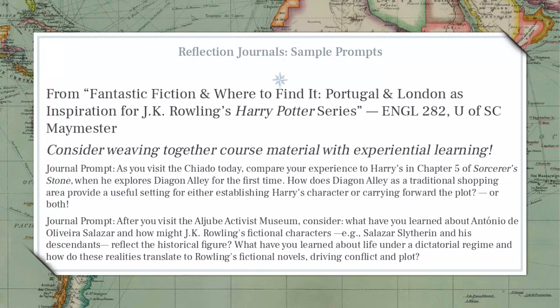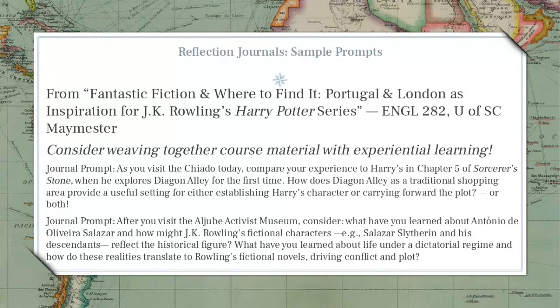So the first journal prompt reads, as you visit the Chiado today, and that's like a Portuguese market area, compare your experience to Harry's in Chapter 5 of Sorcerer's Stone when he explores Diagon Alley for the first time. How does Diagon Alley as a traditional shopping area provide a useful setting for either establishing Harry's character or carrying forward the plot, or both?